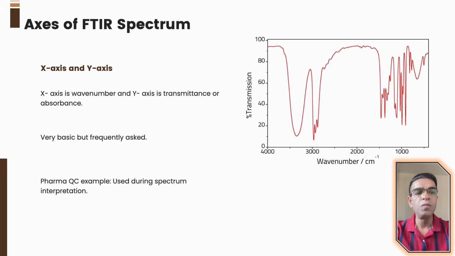Then you can add a small interview-smart line. This is a simple question, but it creates a strong first impression because many candidates get confused between wavelength and wave number. So if you answer this clearly, the interviewer immediately feels, yes, this person has handled FTIR spectra before.